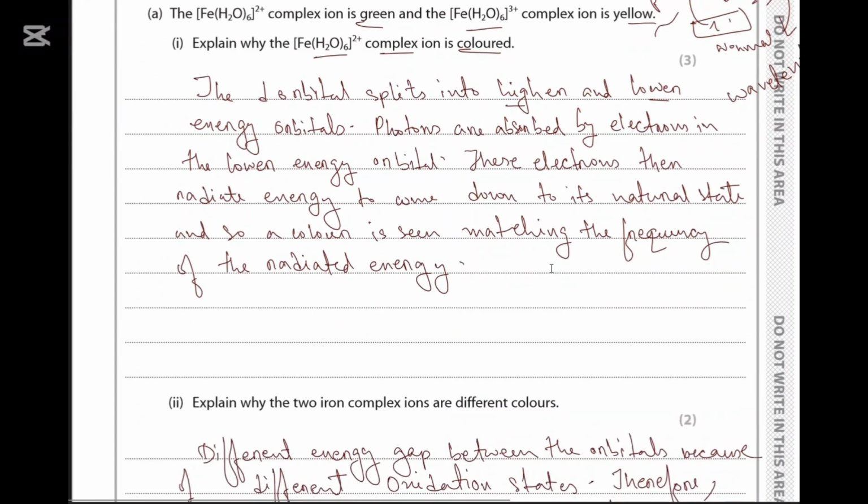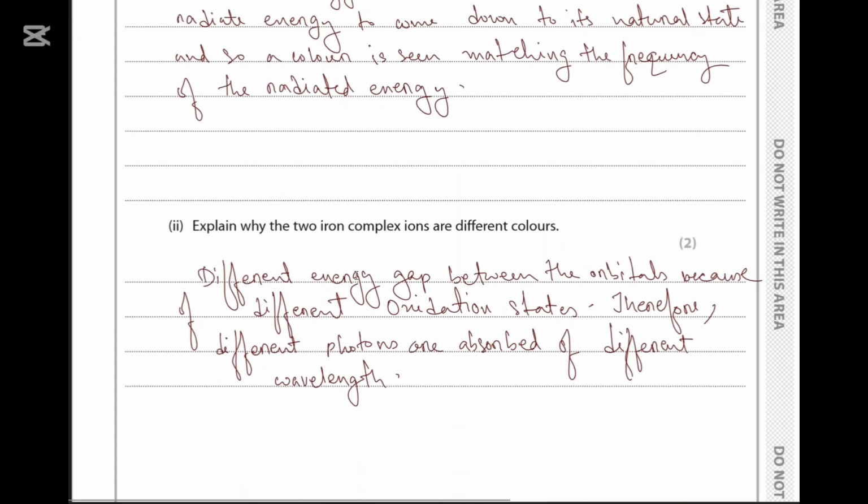So this is the explanation that I've written. The two iron complex ions are different colors because the energy gap between them is different. Since one is 2 plus and the other is 3 plus, the energy gap between their higher energy orbital and lower energy orbital will be different, and therefore different wavelengths of photons will be absorbed by the electrons, and therefore the radiated wavelength will be different.